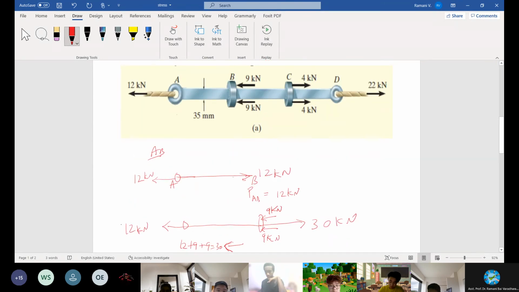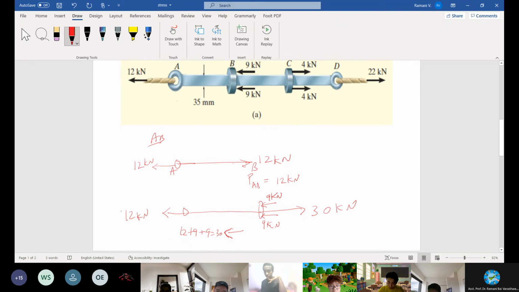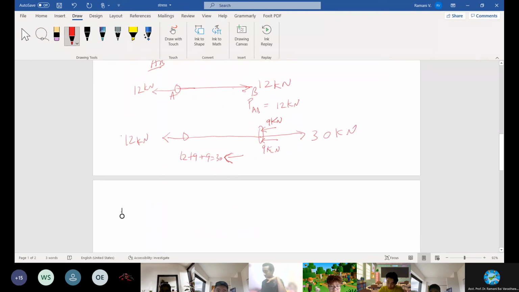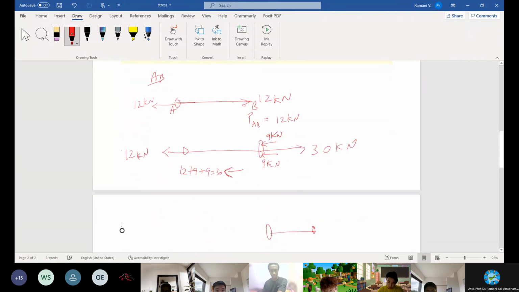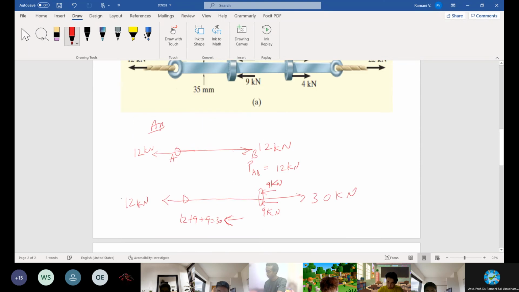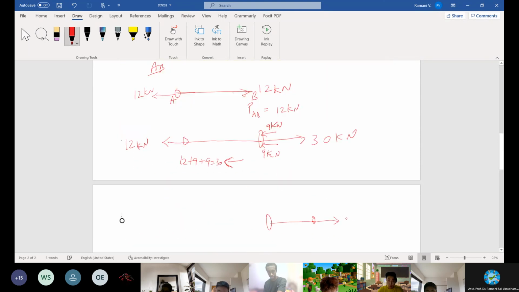Followed by the next section, which is CD. Let's check, or I just write it down here itself. For CD, I just mark here: there's a disc, then a ring, and then a support. How much is it again? 22. This is 22, right? All right. And then what will happen? Due to 22, there will be an opposite.